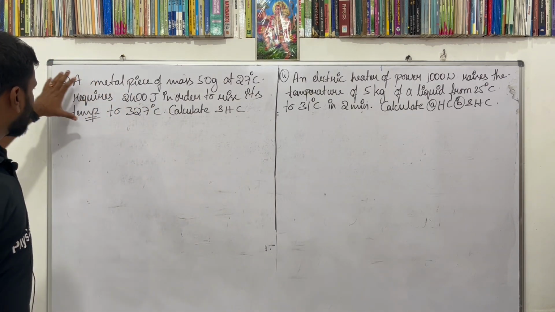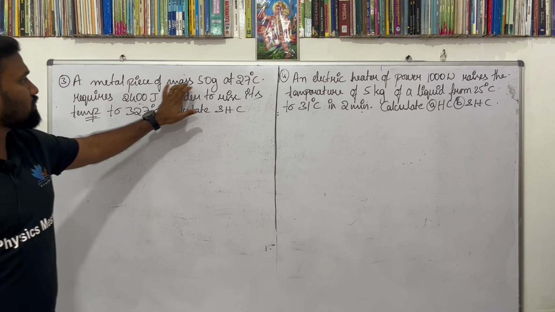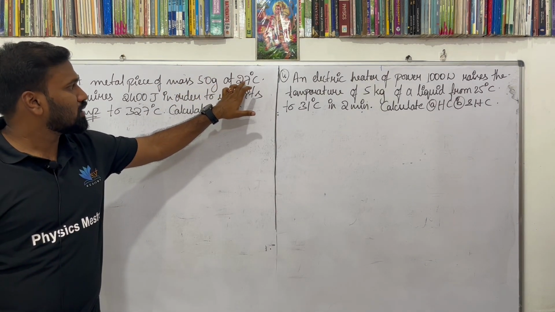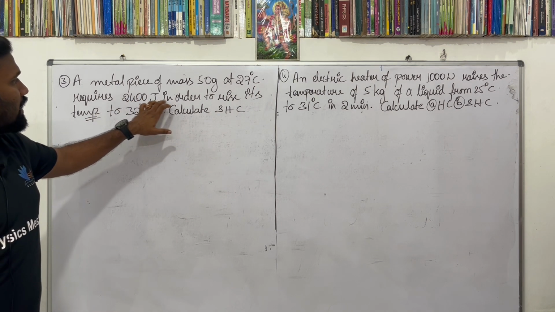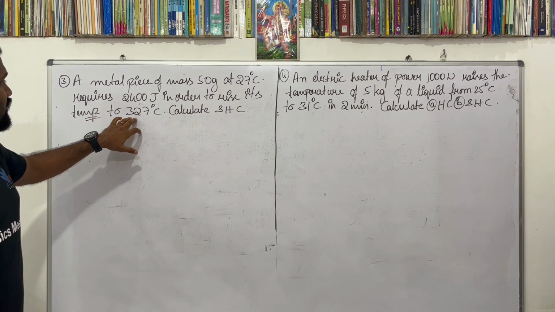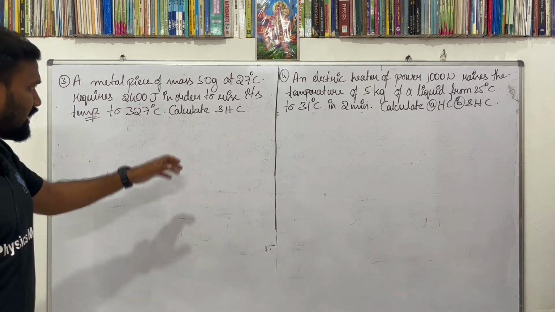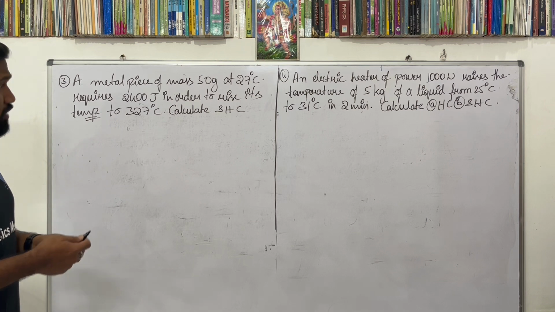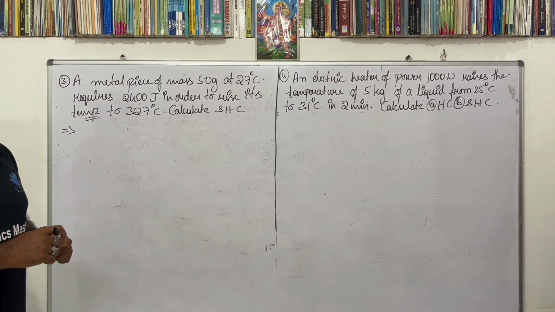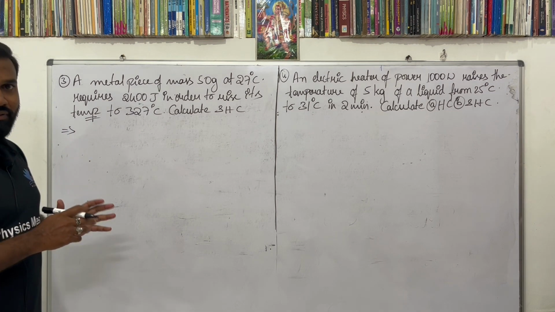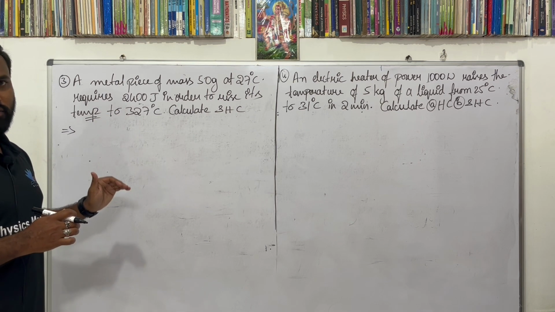The third question is this: a metal piece of mass 50 grams at 27 degrees Celsius required 2400 joules in order to raise its temperature to 327 degrees Celsius. Calculate its specific heat capacity. We need to calculate specific heat capacity, and the values that they have given we have to tabulate. The first step in physics while solving problems is to analyze the question and tabulate the values.